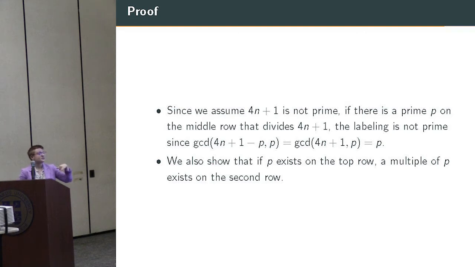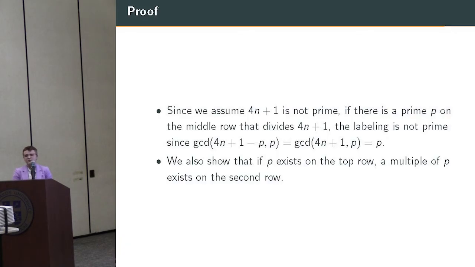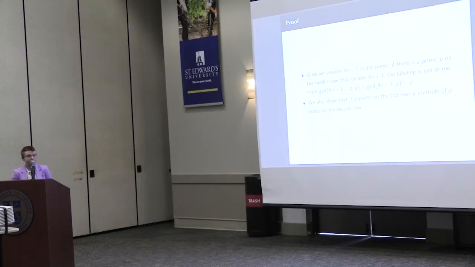If that prime p is on the middle row of this graph, then our labeling isn't going to be prime, because 4n plus 1 minus p will be next to p, and the greatest common divisor of those two things will be p. That's a lot of words, but the main takeaway here is that you cannot have a prime labeling if that is the case. So we were able to show that for p being on the middle row. We were also able to show that if that divisor p is on the top row, a multiple will also exist on the middle row, and so this case will also hold.